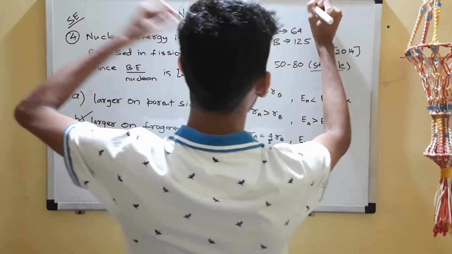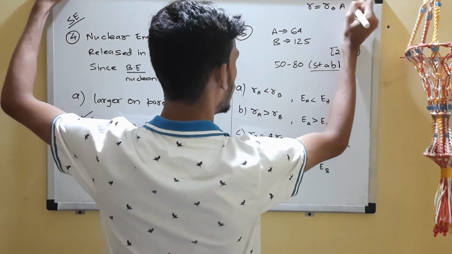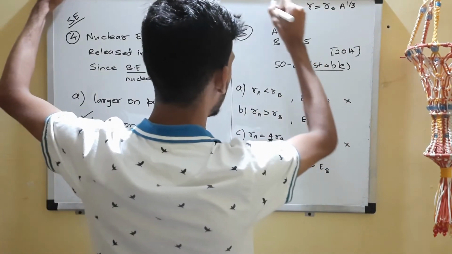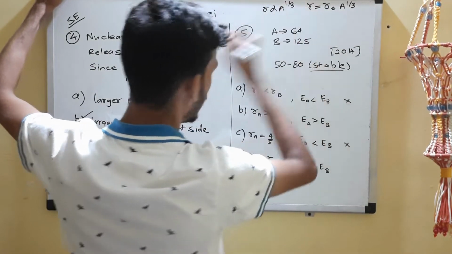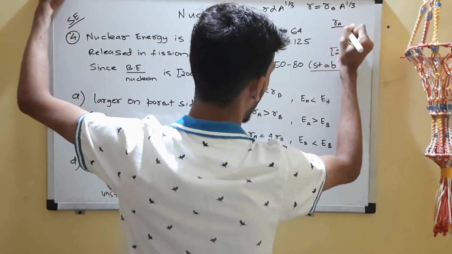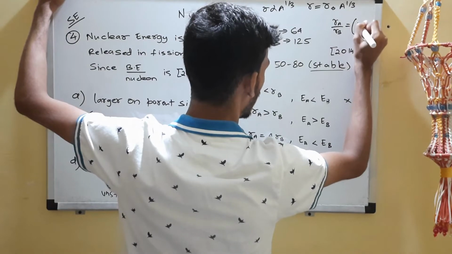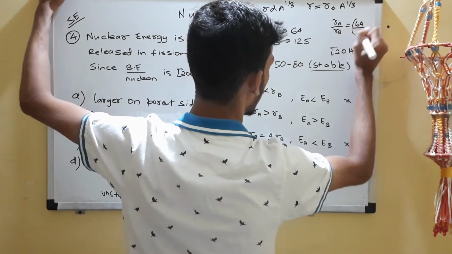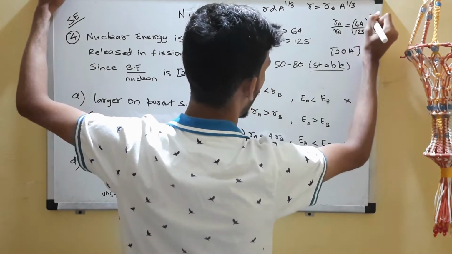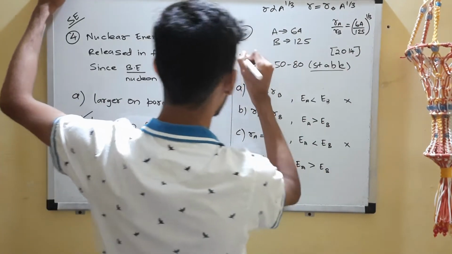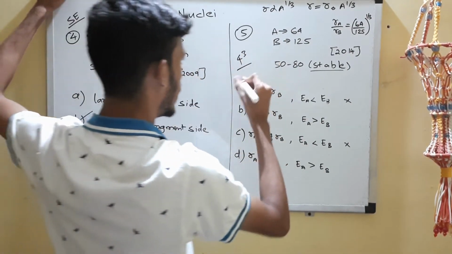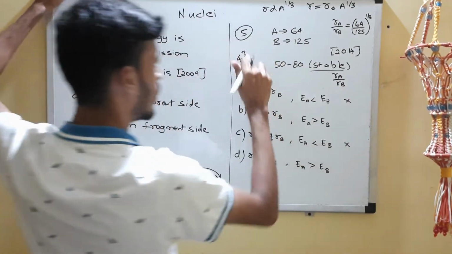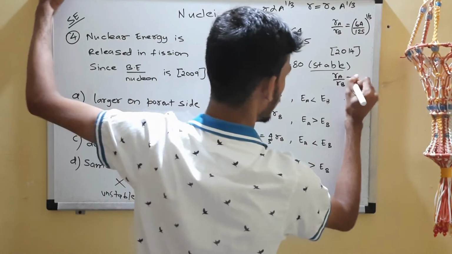Radius we can actually compute using the relation r equals r naught A to the power 1 by 3. This is the relation between radius and your mass number. So you can take the ratio RA by RB, that will be the atomic mass number of A divided by atomic mass number of B, raised to 1/3. 64 is 4 to the power 3 and 125 is 5 to the power 3, so the power 3 will cancel with the 1/3 and you'll have 4 by 5.